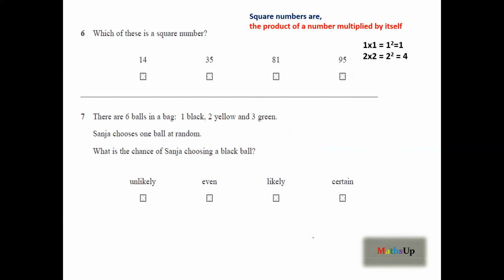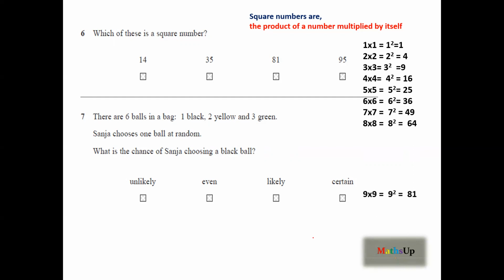And 2 times 2 is 4. So 4 is a square number. 3 times 3 is 9. 4 times 4 is 16. 5 times 5 is 25. 6 times 6 is 36. 7 times 7 is 49. 8 times 8 is 64. 9 times 9 is 81. 10 times 10 is 100. Then 11 times 11, 12 times 12, 13 times 13. Like that, there are an infinite number of square numbers.